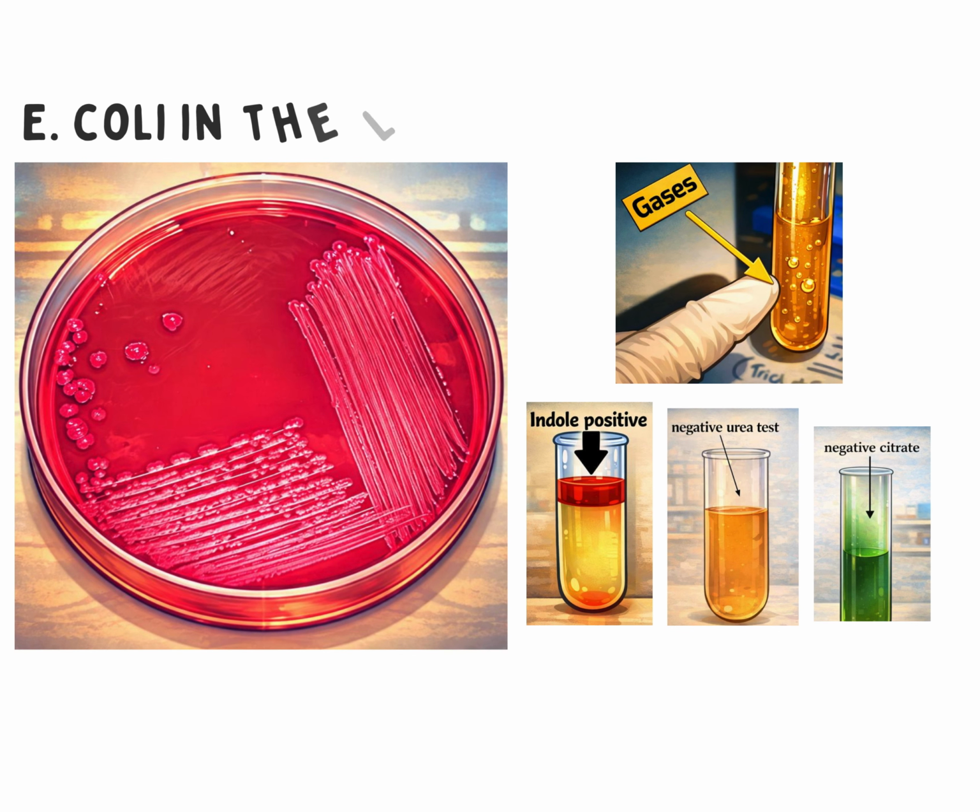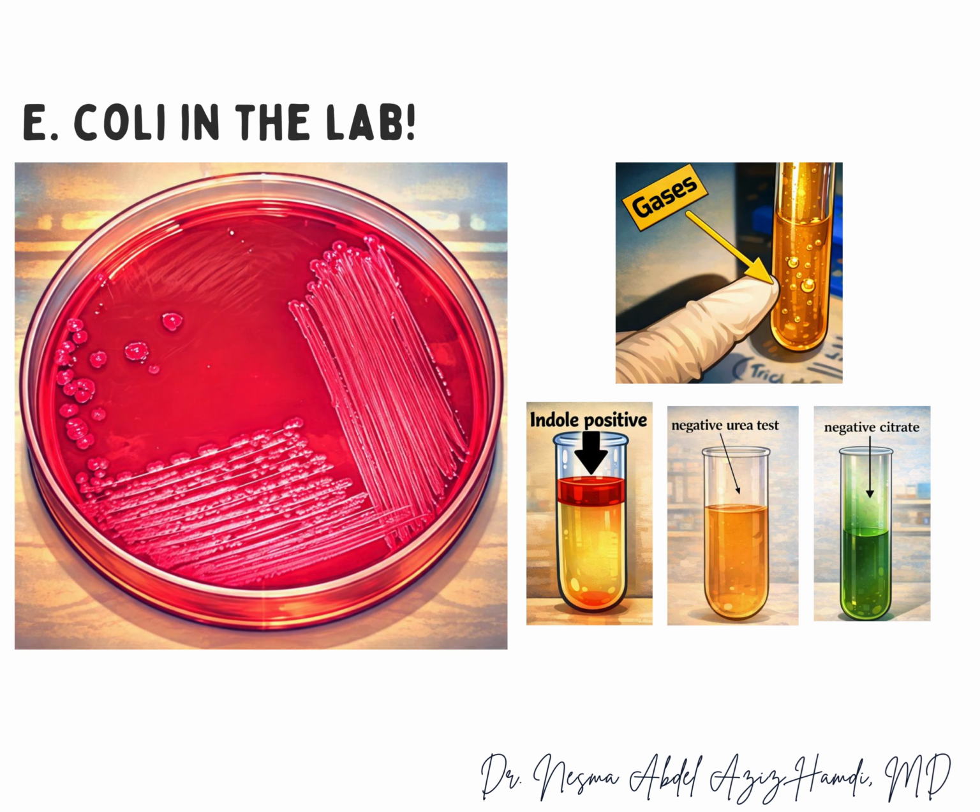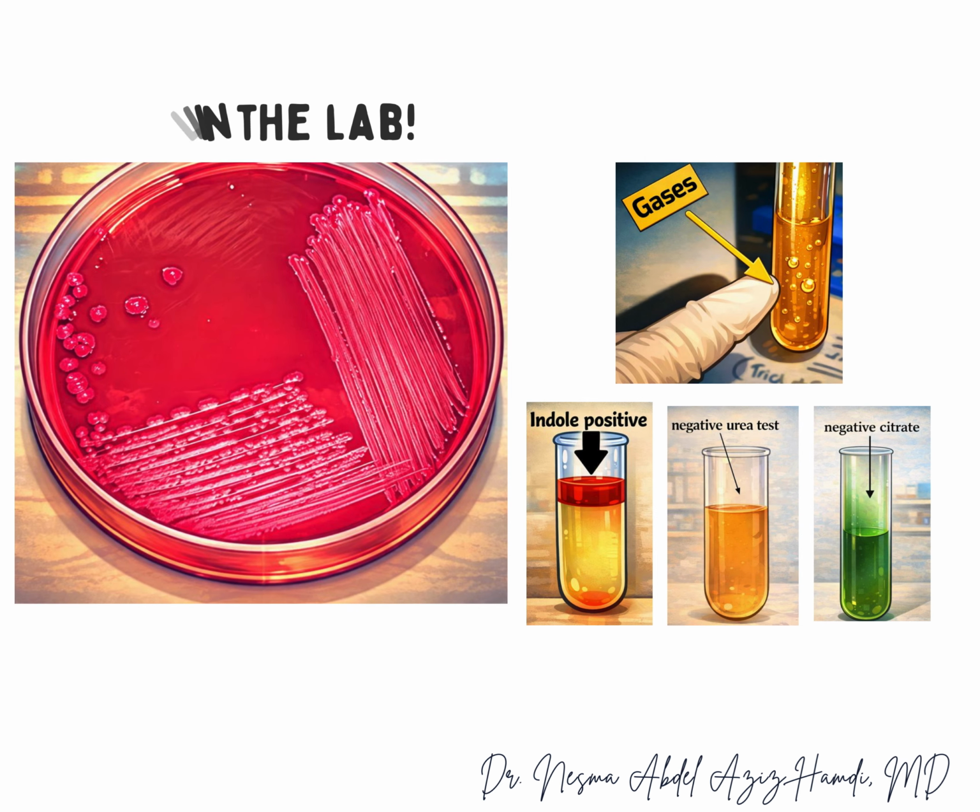In the lab, we can easily spot E. coli because it's a lactose fermenter, making rose-pink colonies on MacConkey agar. On TSI agar, it readily ferments glucose and lactose, turning the entire tube bright yellow from top to bottom. Gas bubbles are also produced, but E. coli never makes hydrogen sulfide. E. coli is indole positive, however, it is both urease and citrate negative.